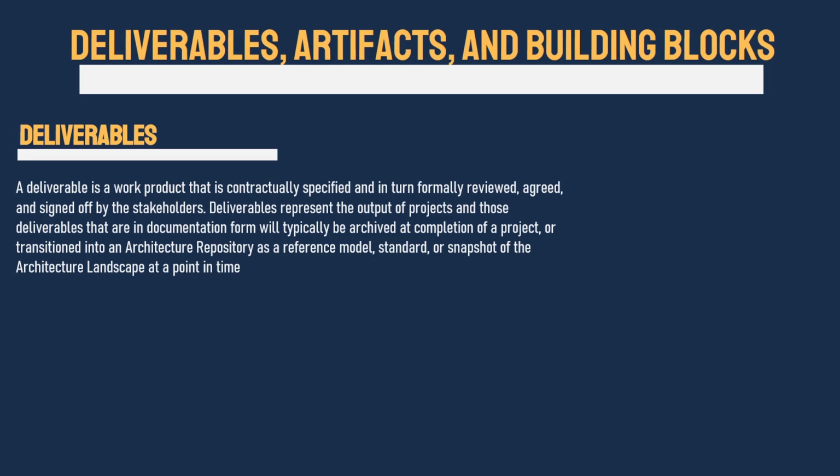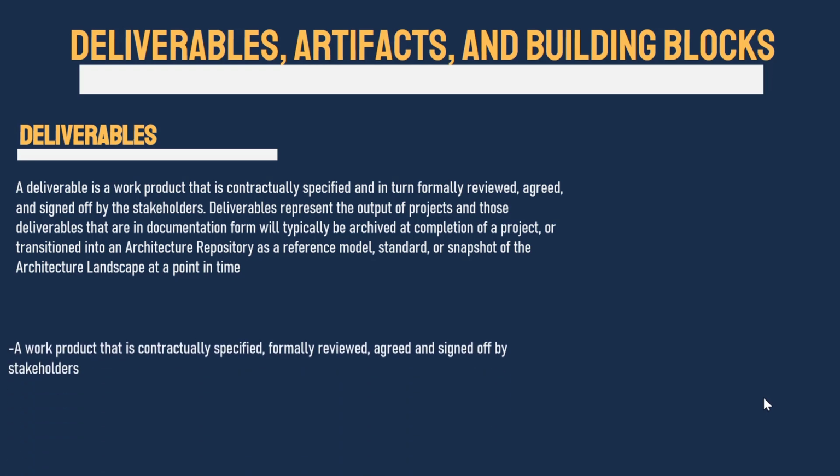Deliverables represent the outputs of projects, and those deliverables that are in documentation form will typically be archived at completion of a project or transitioned into an architecture repository as a reference model, standard, or snapshot of the architecture landscape at a point in time. We can say it is a work product that is contractually specified, formally reviewed, agreed, and signed off by stakeholders.